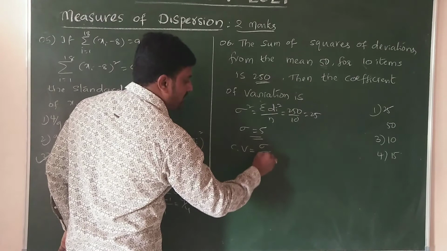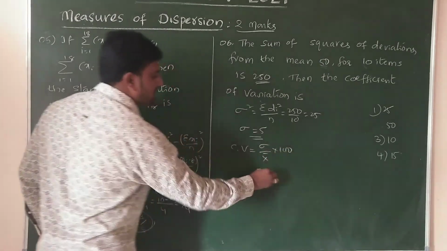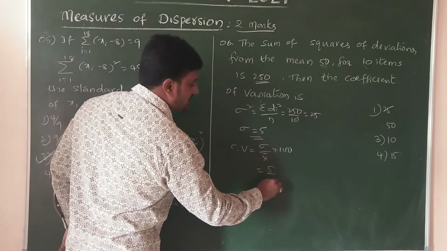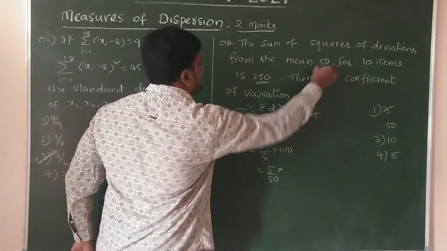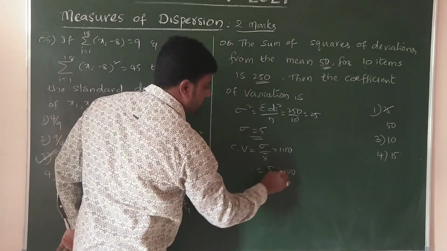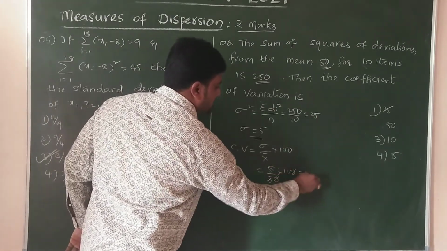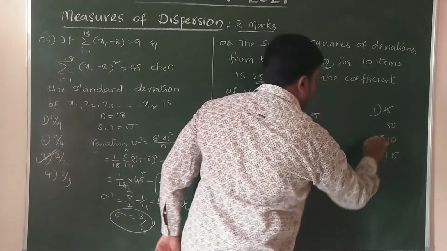Now the coefficient of variation formula is sigma by mean into 100. Sigma equals 5, mean is 50, yes or no? Into 100, the 5 gets cancelled, equal to 10. Our option is the third option.